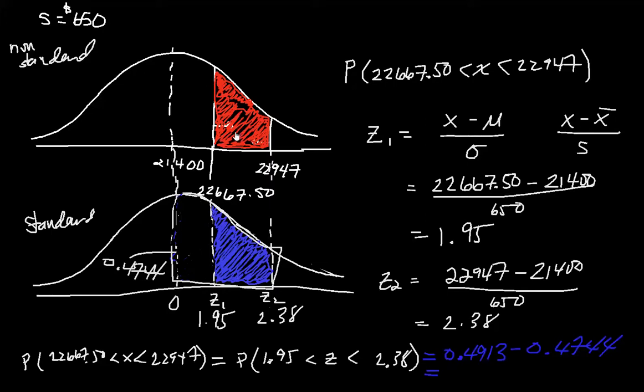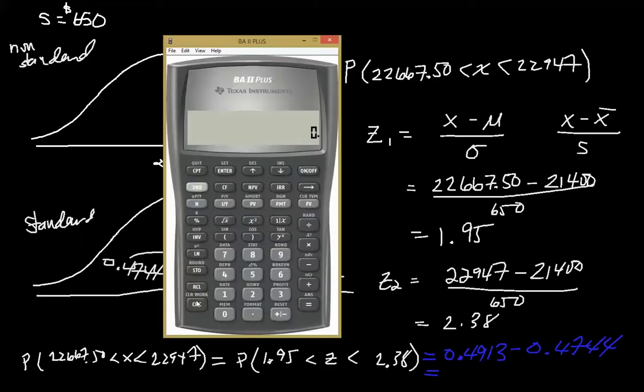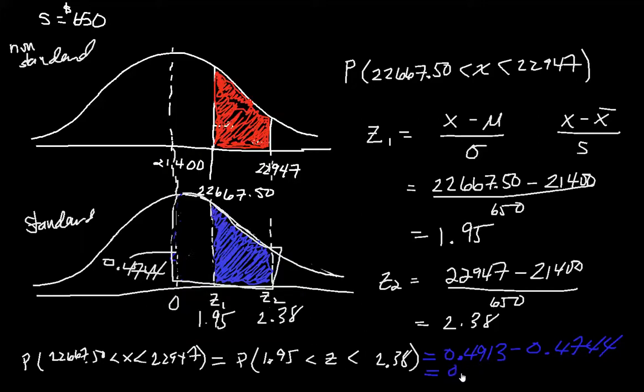the X scores of 22,667 and 22,947. It corresponds to the area between them. So let's bring our calculator up. 0.4913 minus 0.4744 gives us 0.0169, which in percentage is 1.69%.